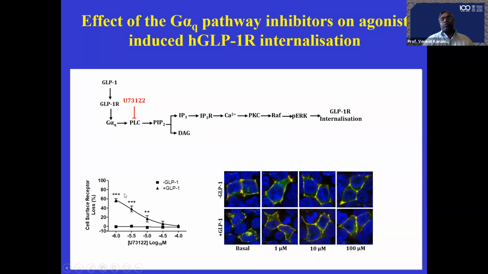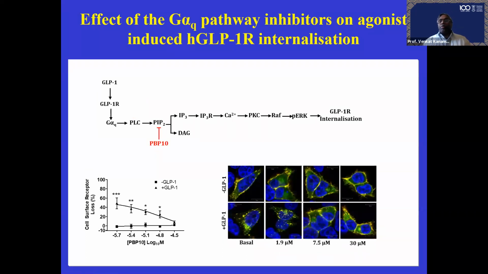a dose-dependent manner. For example, there's an inhibitor called U73122, which inhibits PLC. When we add this one, we no longer see internalization of the receptor, which we measured by ELISA here. So there is inhibition of the internalization here, and similarly, you can see inhibition of the internalization of the receptor by immunofluorescence.